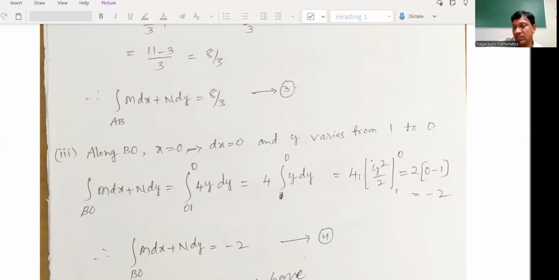So here 2 1s are 2, 2s are... So 0 square minus 1 square, so that is minus 1. 2 into minus 1 is equal to minus 2. So let this be equation number 4.